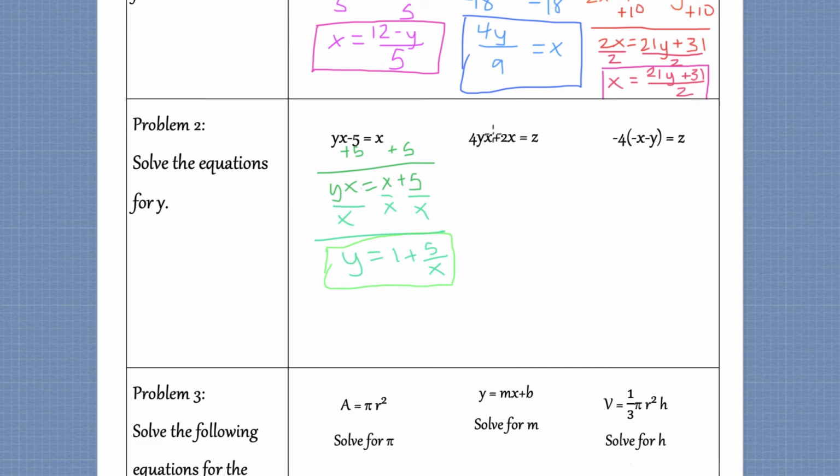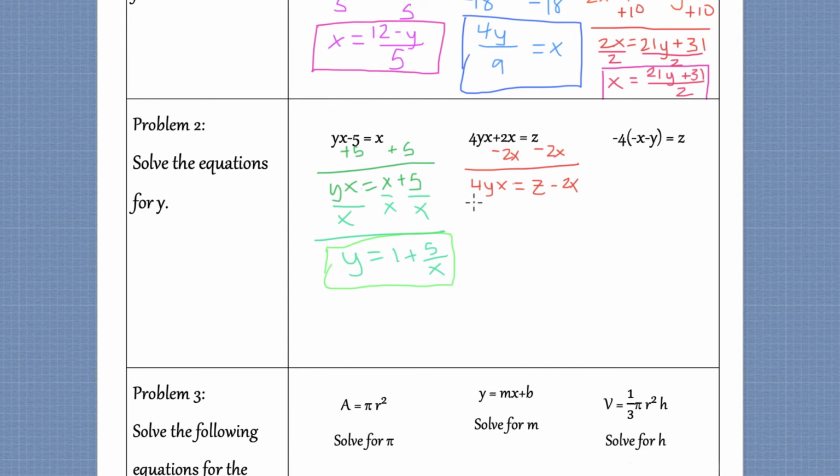For our next one, the only term with a y variable in it is the 4yx, and so we're going to try to get that alone. To do that, first we're going to subtract 2x from both sides right here, and so that's going to give us 4yx, and then 2x minus 2x gives us just 0, so we don't need to write anything, which is going to be equal to z minus 2x.